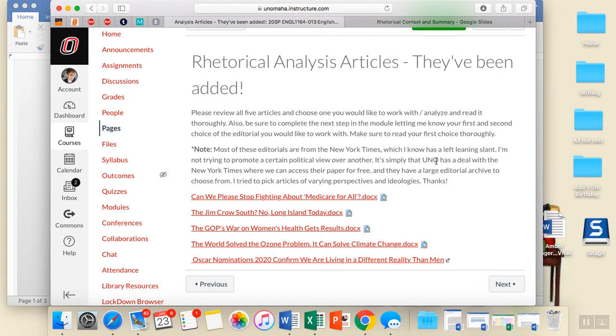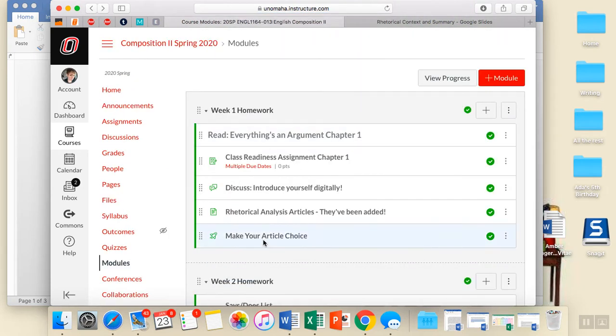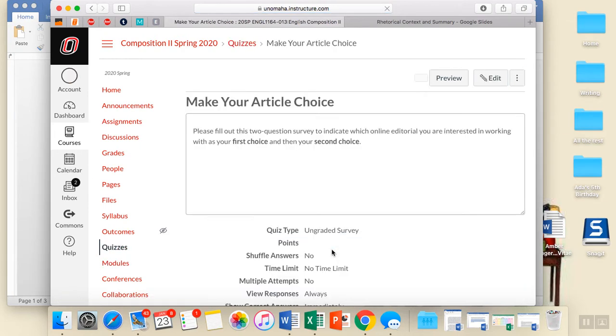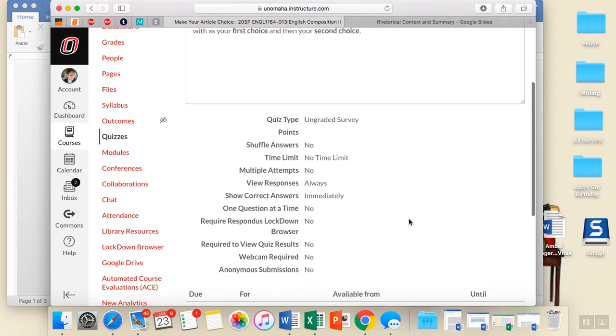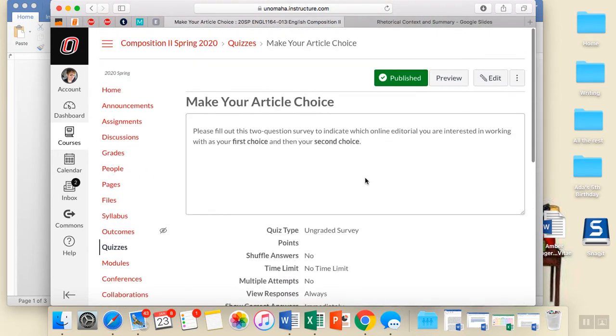About a quarter or half of you have already picked an article, and how you do that is simply going into, it's still part of week 1 homework, again due at 11:30 today, make your article choice. It's like a little survey, and it has you fill out your first and second choice. Once you've filled that out, today I will be adding you to a group, and I will show you how you look at your group.